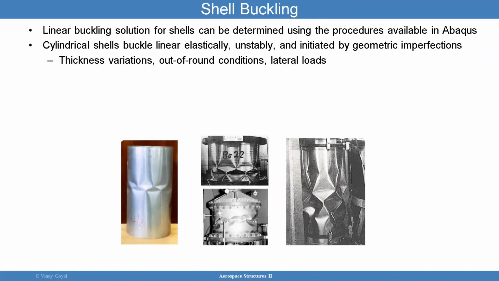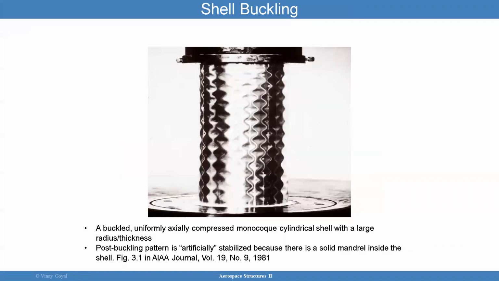For shell buckling, a linear buckling solution for shells can be determined using procedures available in Abaqus. That's not a problem. Cylindrical shells buckle linear, elastically, unstably, and the buckling is initiated by geometric imperfections. Let me repeat that one more time so it's clear. Cylindrical shells buckle linear, elastically, unstably, initiated by geometric imperfections. They can first start as linear elastic buckling, but they can turn into plastic deformation. Thickness variations, out-of-round conditions, and lateral loads need to be considered in these assessments.